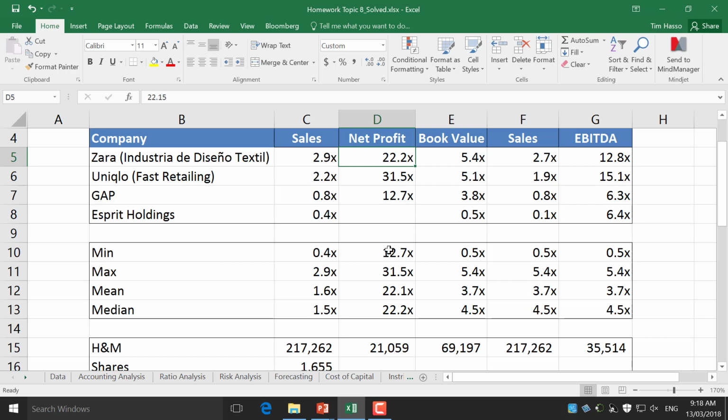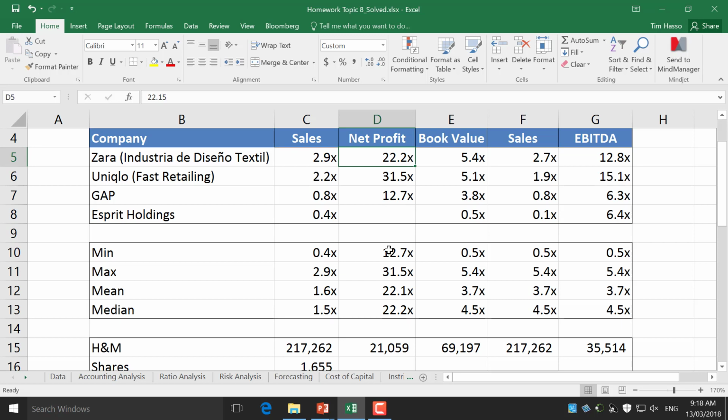We can see that Esprit is blank. The reason it's blank is that it's a negative multiple. Esprit is actually making a loss, which is why we can't include it. So whenever you have a negative multiple, you just delete it and exclude it. Again, if you have to exclude all of the multiples for all your comparable firms, it creates problems. But if there's only one or two, that's fine.